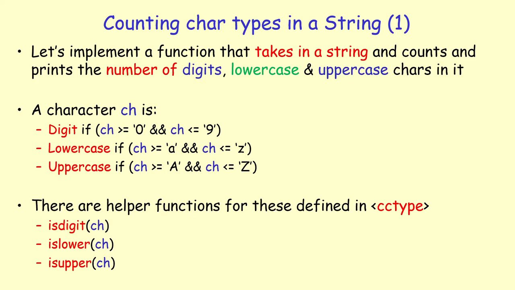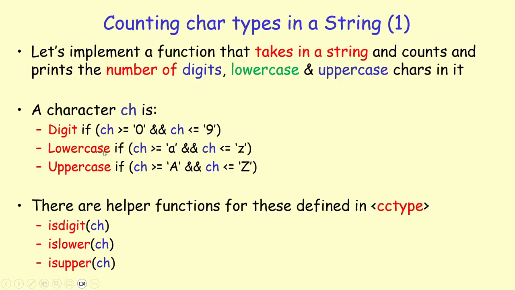Let's now implement a function that takes in a string and counts and prints the number of digits, the number of lowercase and number of uppercase characters in it. We know that a character is a digit if the character is greater than or equal to digit 0 and less than or equal to digit 9.